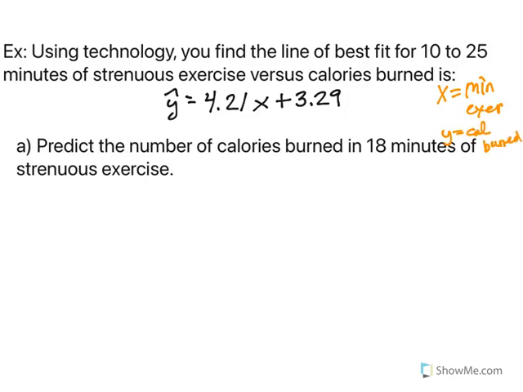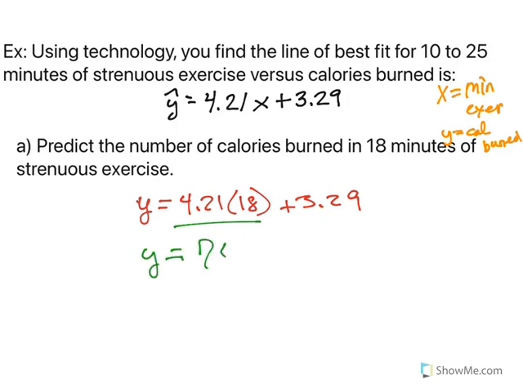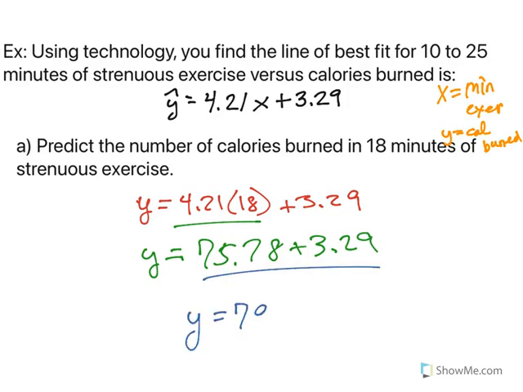So if I strenuously exercised for 18 minutes, I would say y equals 4.21 times 18 plus 3.29. Order of operations: I'm going to multiply first. So 4.21 times 18 is 75.78, and then I add my 3.29. When I add these together, I end up with 79.07 calories.